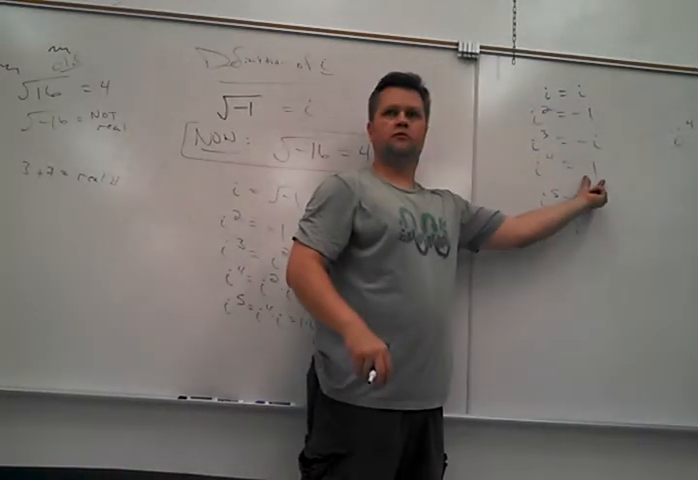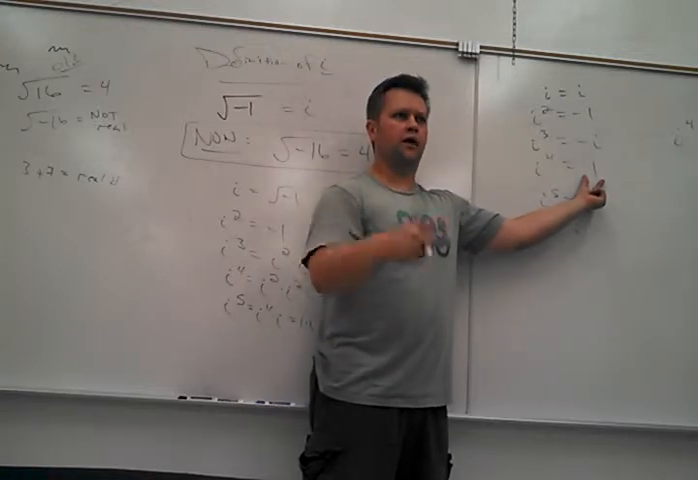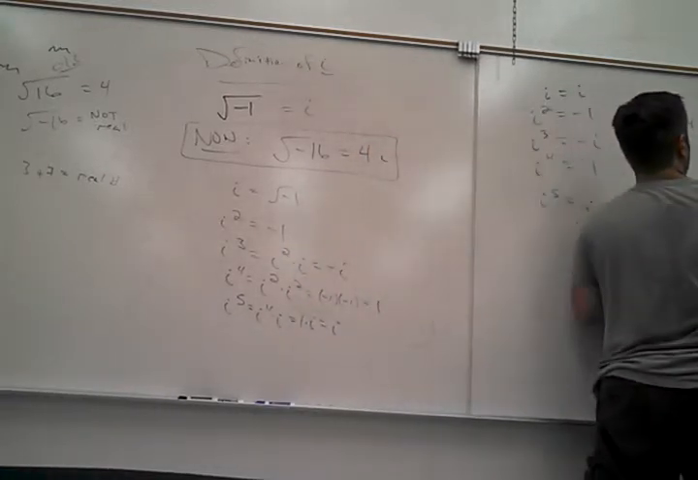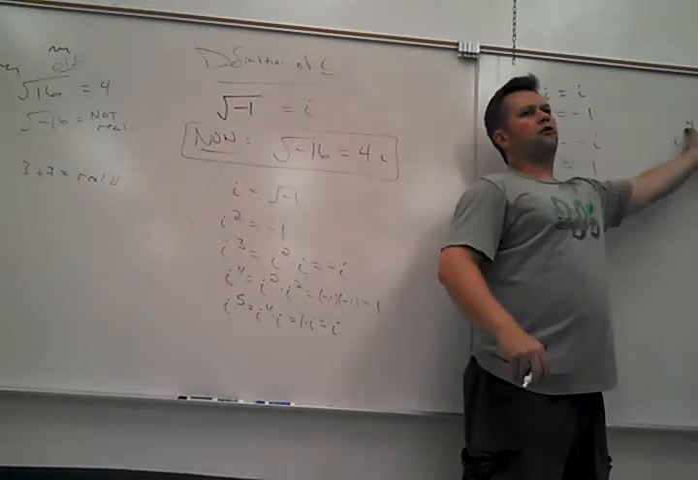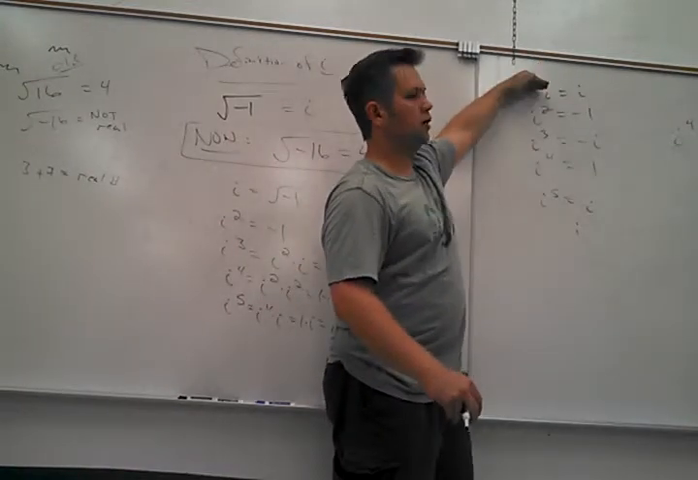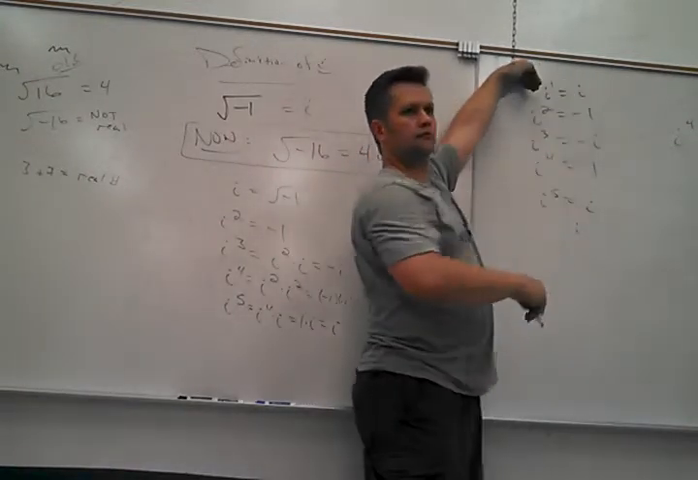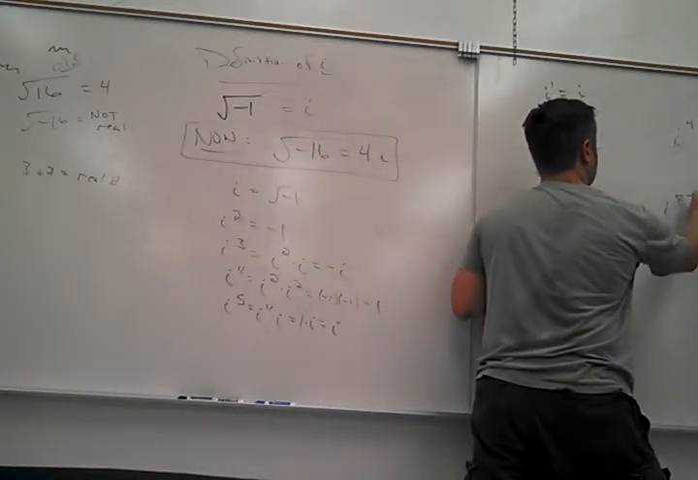1. Every 4th one it repeats. Every 4th one it recycles. So that'll be 1 times i. A much better way to do it than this. 4 goes into 413 evenly with 1 left over, so i must be here. i to the 1st. Right? So what about i to the 87th?